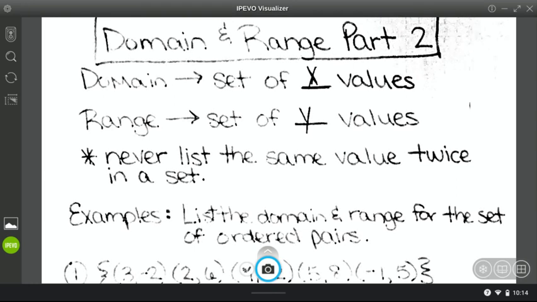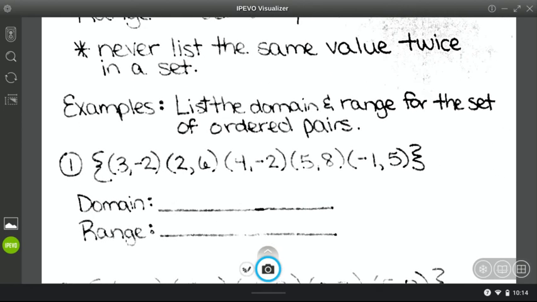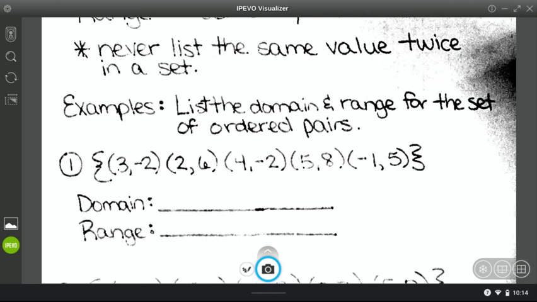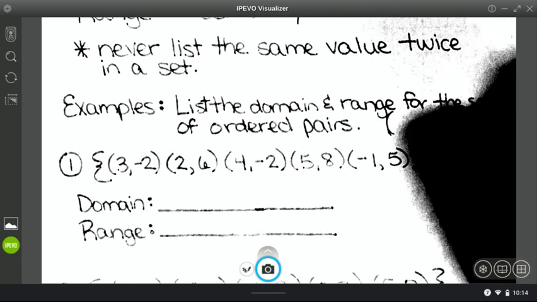So yesterday, everything we worked with was in tables. Today, we are going to first look at just sets of points and list domain and range. And then on the back, we will go with graphs. So if we look at this first example, it says list the domain and range for the set of ordered pairs. So first of all, in an ordered pair, which variable is first?